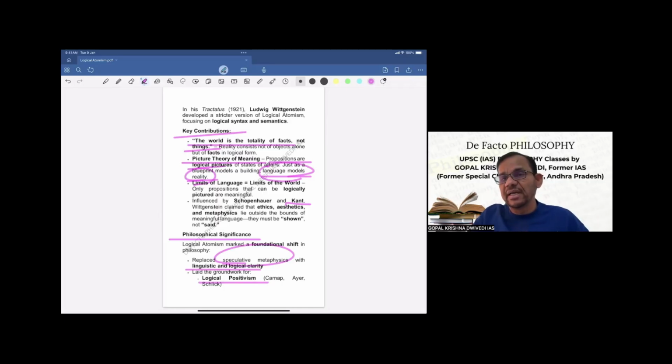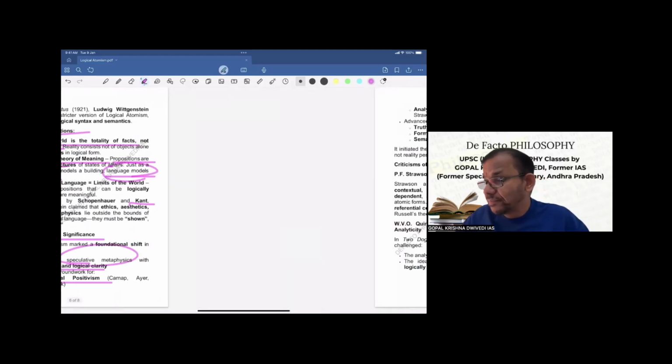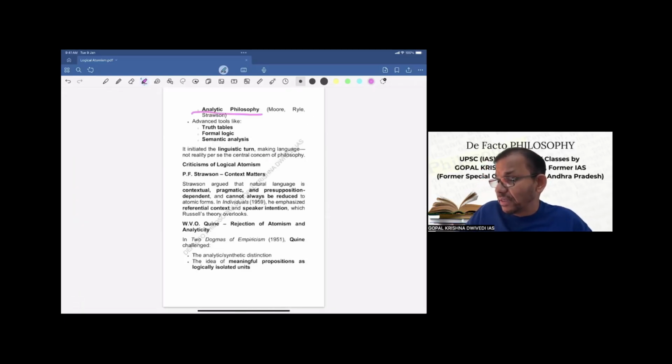So in sequence, if you study, logical atomism is basically the basis of logical positivism, particularly Wittgenstein's theory, that is, the picture theory of meaning. So it laid the groundwork for logical positivism and also analytic philosophy. Not only this, it also provided groundwork for the analytic philosophy of Moore, Ryle, and Strawson. And it advanced tools like truth tables, formal logic, and semantic analysis, all of which are linguistic tools. So it initiated the linguistic turn, making language, not reality per se, the central concern of philosophy. Here language and linguistic analysis were made important.